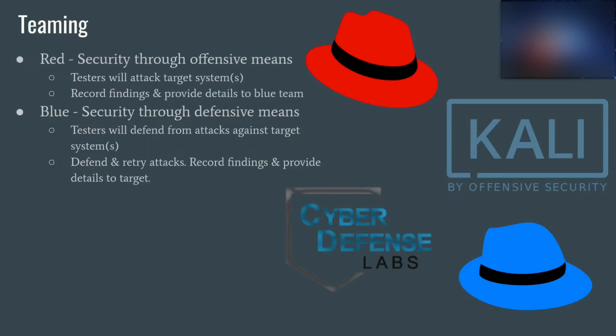Red teaming is security through offensive means. This type of teaming simulates a full-scale attack on the target system, within scope of course. We'll cover scoping later. The aim of blue teaming is to defend the target system against an attack. Purple teaming combines the efforts of the red and blue teams to improve the overall security posture of the target system by attacking and then defending in a collaborative trial and error manner.